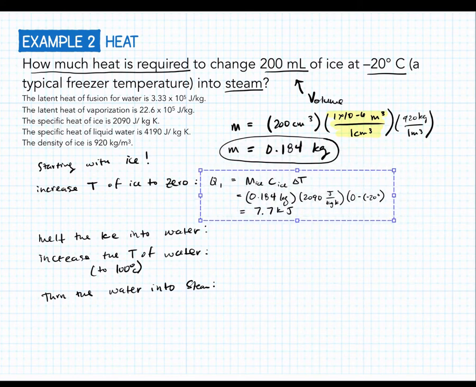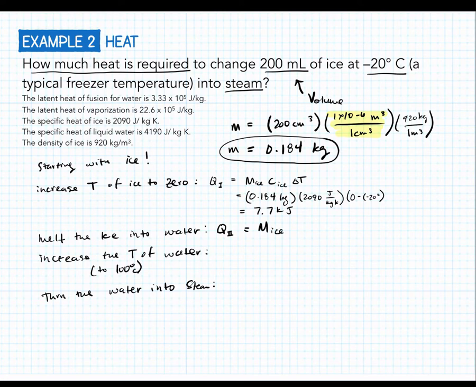Q2. Now we have ice that's at 0 degrees. We need it to be water. So we use mass and which latent heat? Fusion or vaporization? Fusion. We're going from a solid to a liquid. Is it positive or negative? Positive, we're putting heat in to melt the ice. So we have the same mass, 0.184 kilograms.